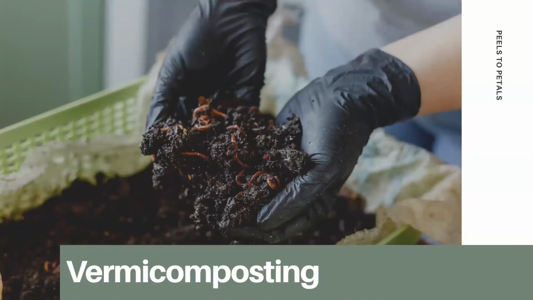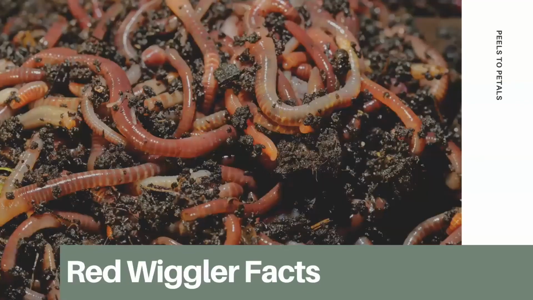The last method of composting that we're going to look at is vermicomposting, or using worms to make compost. Vermicomposting is composting with worms, not just any worms, but red wigglers. These worms eat scraps such as fruit and vegetable peelings, and they break it down into nutrient-rich compost called castings.